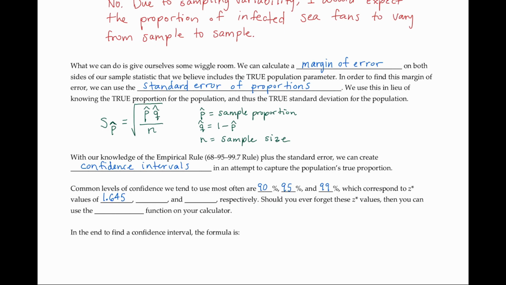95%, so we rounded this earlier. Remember, we talked about 2 standard deviations away from the mean being 95%. That was an estimate. It turns out the actual more specific one is 1.960. You can see that's very close to 2. And then lastly, 99% is 2.576.